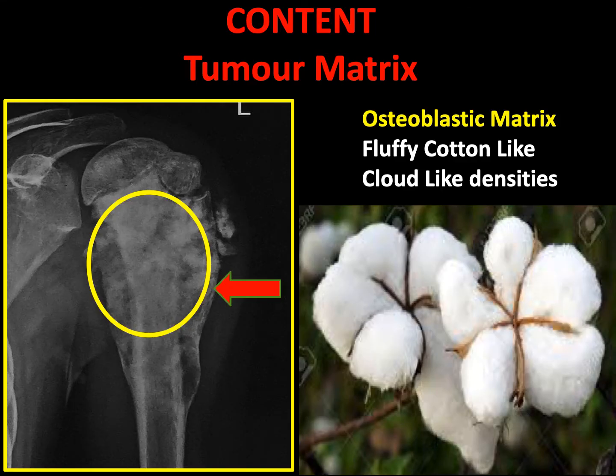Next is the content of the tumor. What is the meaning of content? It means what the tumor is having in its inside part. The first is osteoid matrix or osteoblastic matrix. The lesion here looks like fluffy cotton wool like densities, and it's an example of osteoid or osteoblastic matrix classically seen in osteosarcoma lesions.